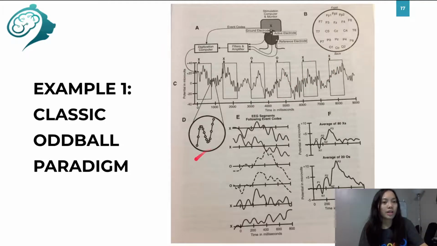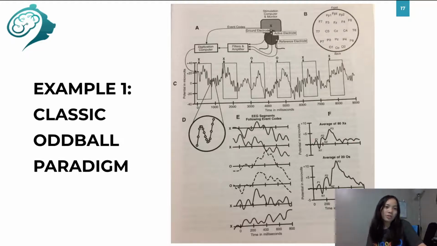We line up these EEG segments with respect to the event codes that mark the onset of each stimulus, as shown here in figure E. We then simply average together the single-trial EEG waveforms, creating one averaged ERP waveform for the X's and another for the O's at each electrode site, shown here in figure F.